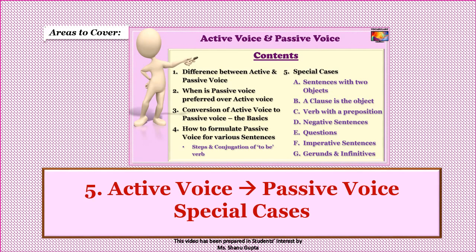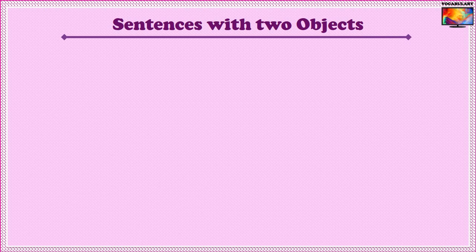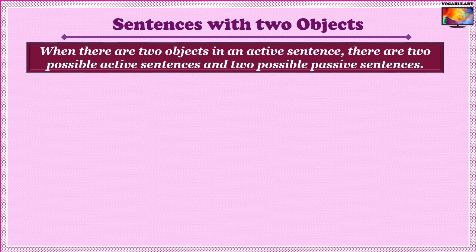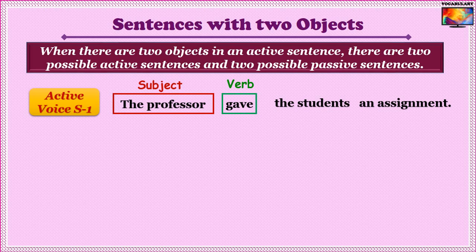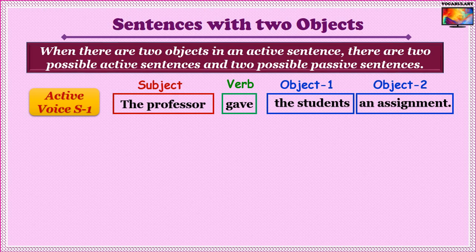With the basics on our fingertips, we are now going to cover certain special cases in active to passive voice conversion. The very first of these is an active voice sentence with two objects. When there are two objects in an active sentence, there are two possible active sentences and two possible passive sentences that may be constructed. Let's take an example sentence. The professor gave the students an assignment. Subject, verb, and there are two objects in this sentence. Let's call them object 1 and object 2.